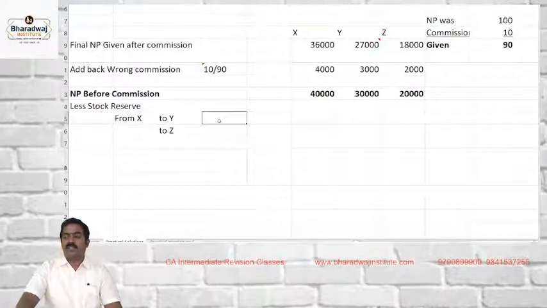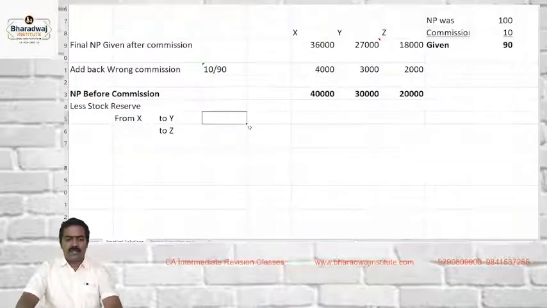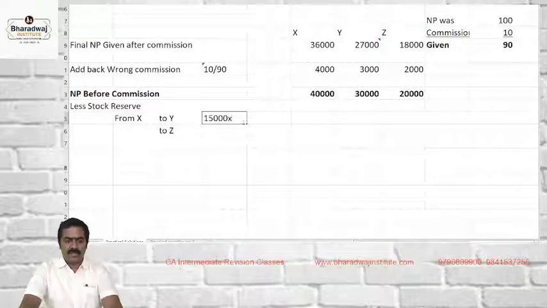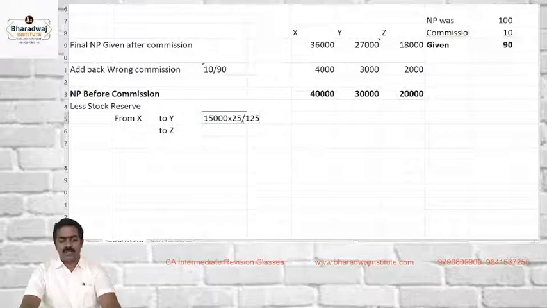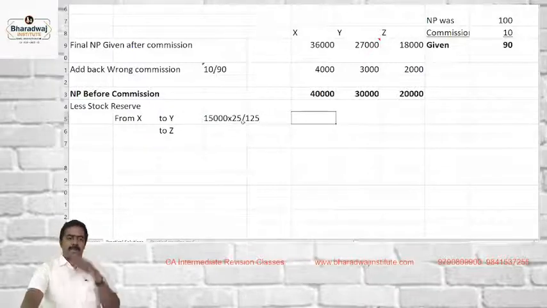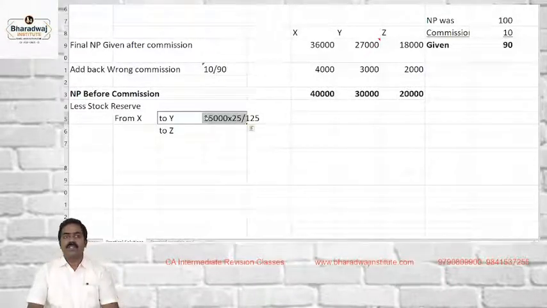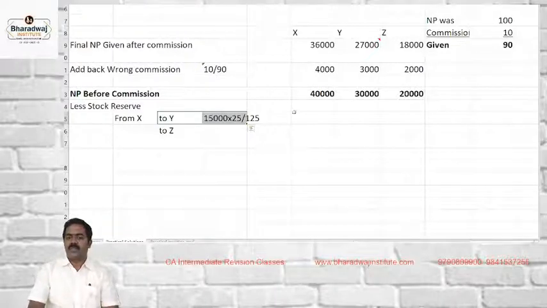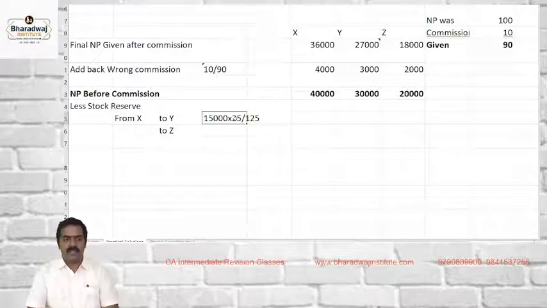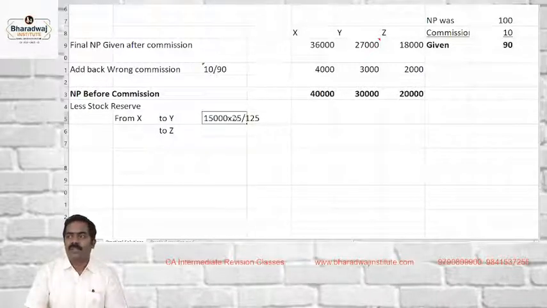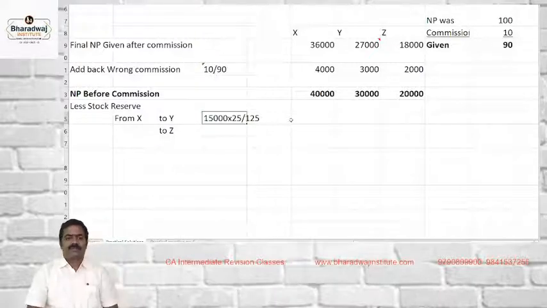X to Y, what is the stock transferred? 15,000 into 25 by 125. 1/4 on cost, 1/5 on sales. That way also you can work out. Once again, who's holding the stock? Y is holding the stock. How much? 15,000 into 25 by 125. 15,000 into 1/4 on cost, 1/5 on sales. That is what? 25 by 125. How much you get? 3,000.